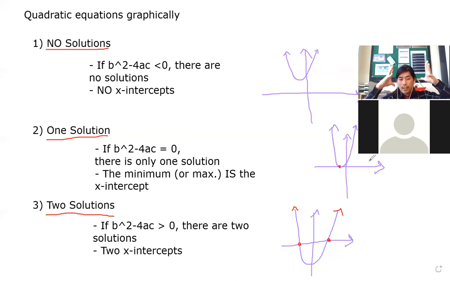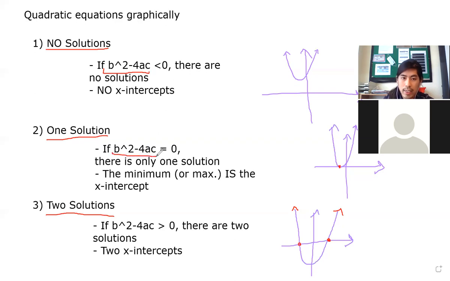So these are clues as to what you're expecting your quadratic equation to look like as a function, as a picture. This comes from the quadratic formula. Remember, it's inside the square root symbol. So it makes sense, right? If it's negative, then there's no solutions to it, and it can never equal 0. And if it can never equal 0, then it's always going to be floating above the x-axis.